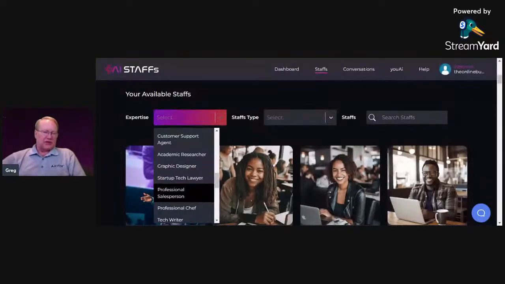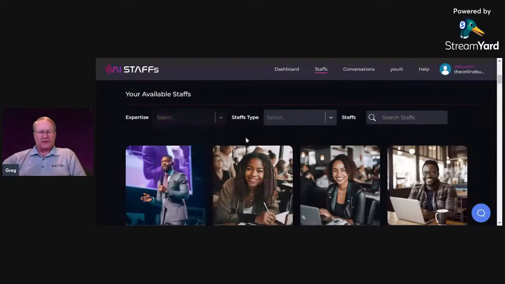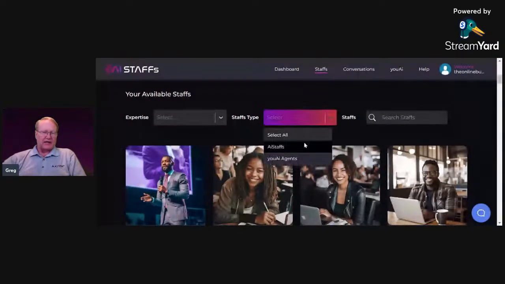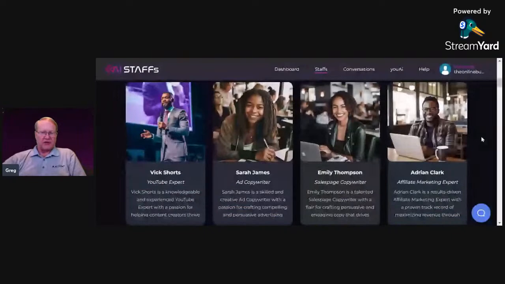They even have a personal chef, and I saw somewhere that they even have a dating counselor or something like that. They're a dating coach. Anyway, they have different staff types, whether it's the general AI staff, like as you see in front of you, or we talked about the AI agents that you create with that so-called God feature, or you can just search for a staff member here.